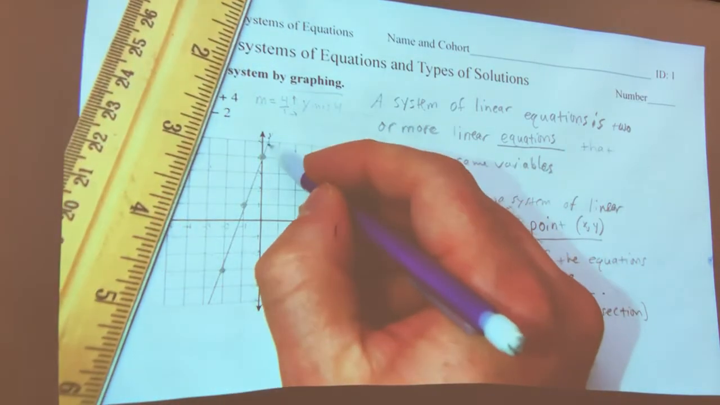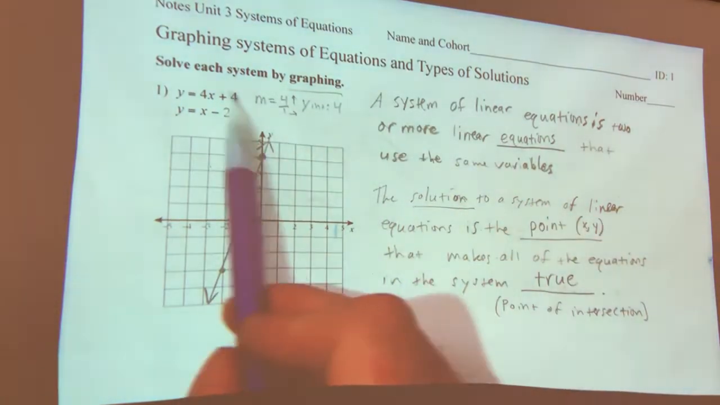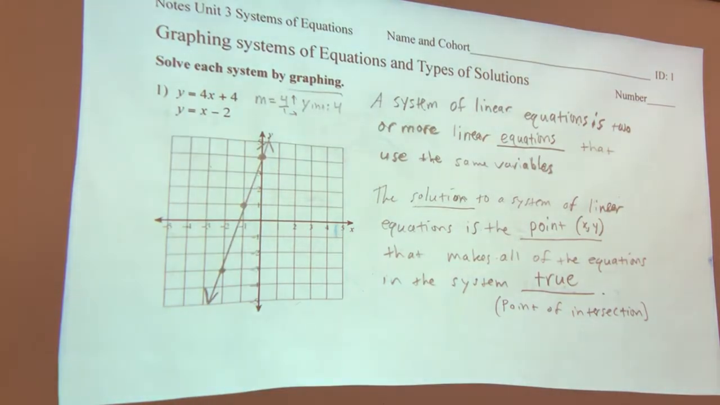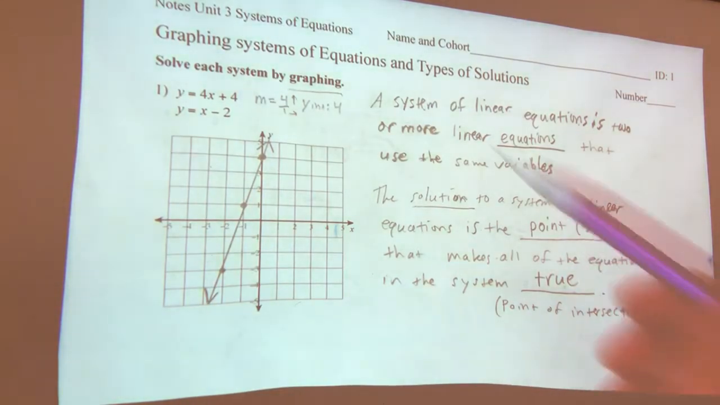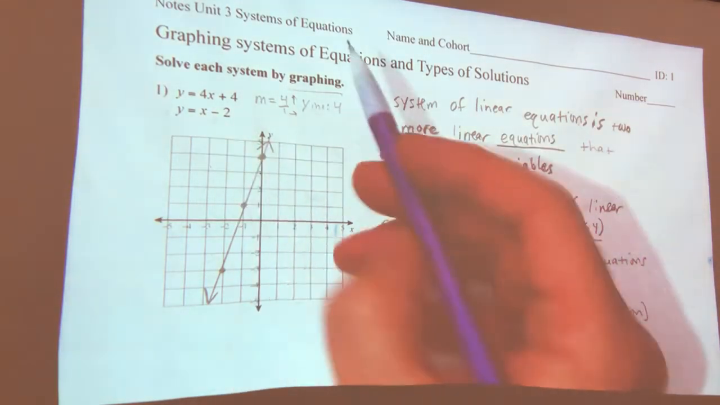So remember, every point on this line is a solution to that line. What we're looking for is a solution to the system, meaning the two equations together are a system. So we're looking for the point where the two lines will cross each other. So now we graph the second line.